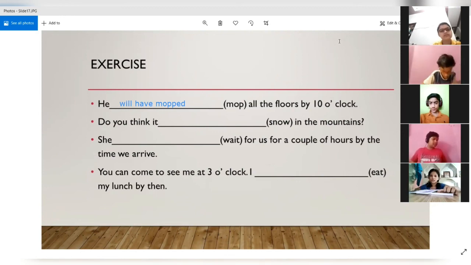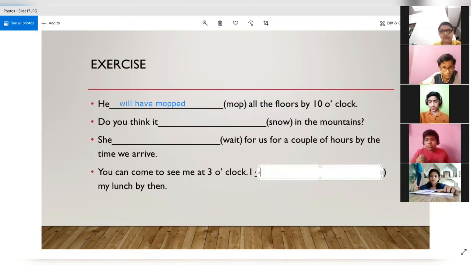So now, what should I ask? Mridul, now answer the last one. No, no, answer the last one. Just the last one. After that, we will end the class. Okay. The answer will be, will have been eating. It is I, not they. I will be eating.